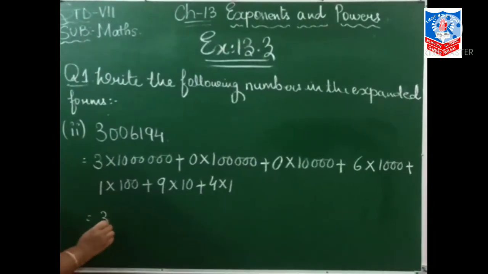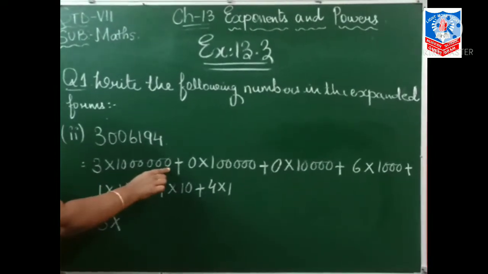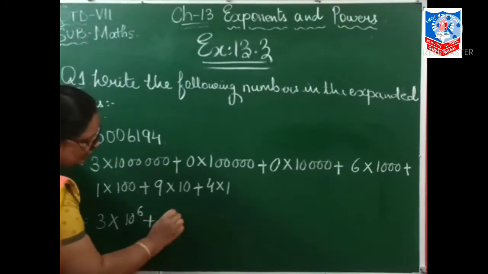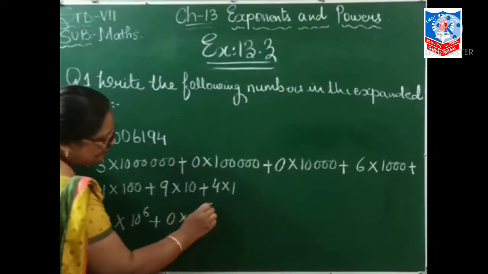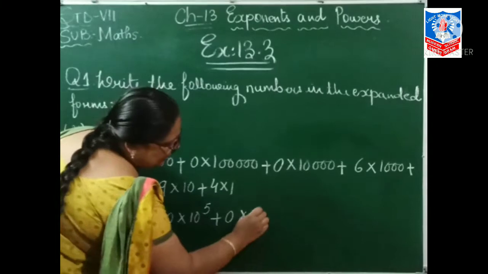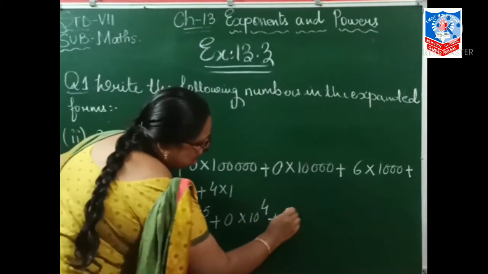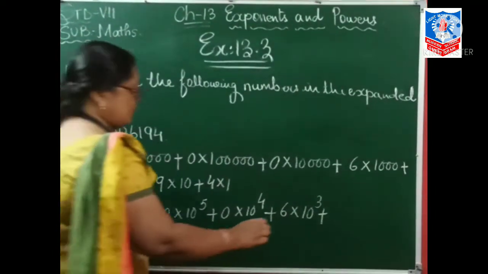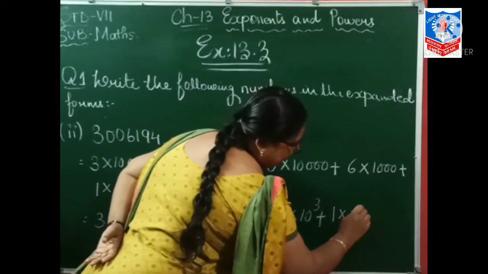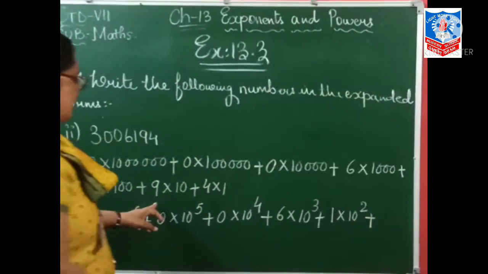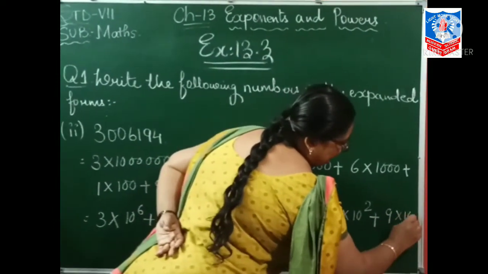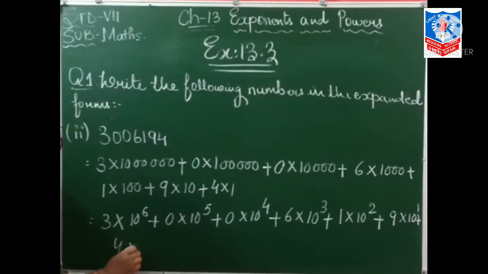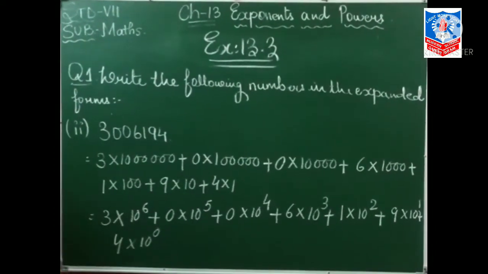Again same way, 3 into 10 raised to the power 1, 2, 3, 4, 5, 6. 10 raised to the power 6 plus 0 into 10 raised to the power 5 plus 0 into 10 raised to the power 4 plus 6 into 10 raised to the power 3 plus 1 into 10 raised to the power 2 plus 9 into 10 raised to the power 1 plus 4 into 10 raised to the power 0. Understood?